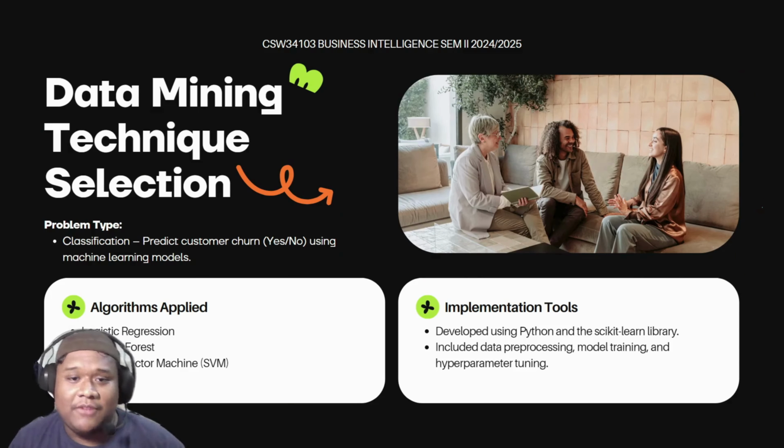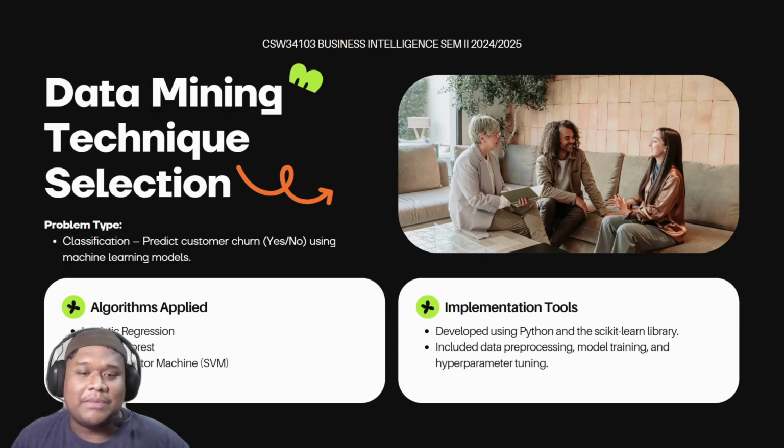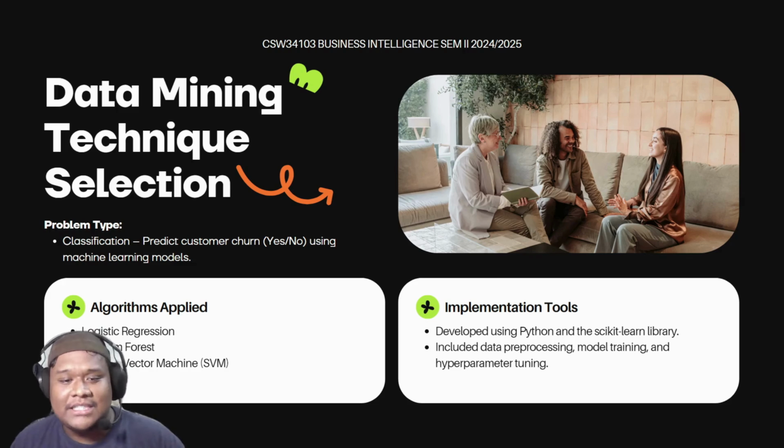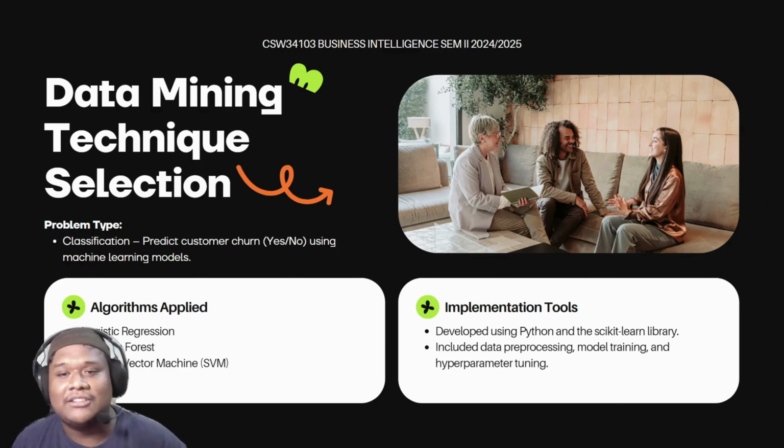Since our problem involves predicting a binary outcome, whether a customer will churn or not, we use classification techniques. We implemented the models using Python and the scikit-learn library. Our pipeline included data processing, data pre-processing, model training, and hyperparameter tuning. The algorithms we selected were logistic regression, random forest, and support vector machine (SVM). These models were chosen for their effectiveness in classification tasks and their interpretability in a business context.